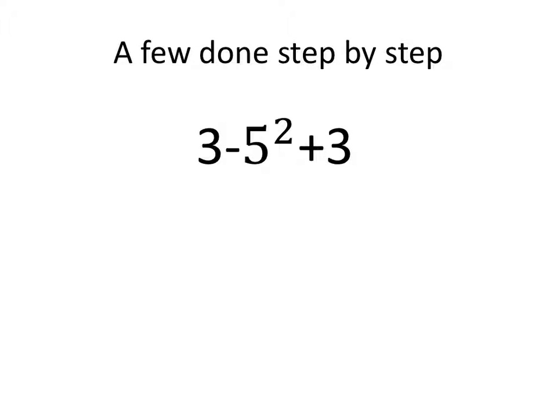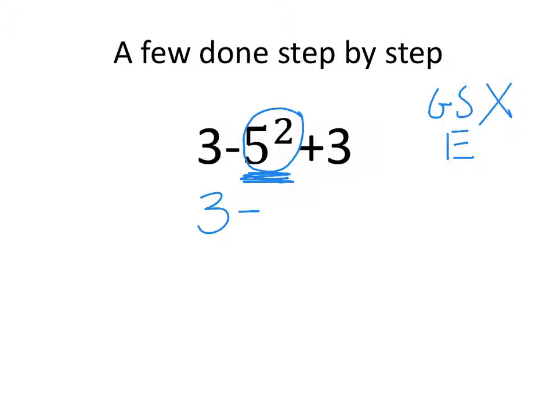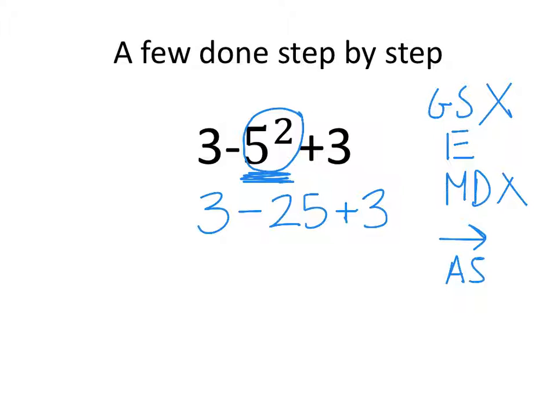So let's do a couple together. So we look for the grouping symbols. There aren't any. So next we're going to look for the exponents. We have that right here. So there is our exponent. It's 5 squared. So we're going to do 3 minus 5 squared, which is 25. We don't have any multiplication and division, so we're just going to go ahead in order and do addition and subtraction. So 3 minus 25 is negative 22, plus 3, and then negative 22 plus 3 is negative 19.